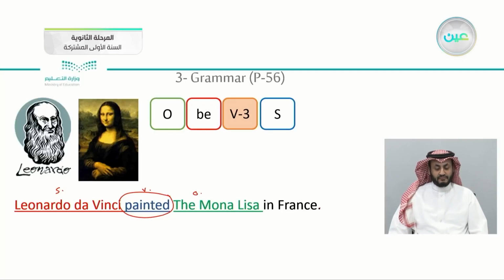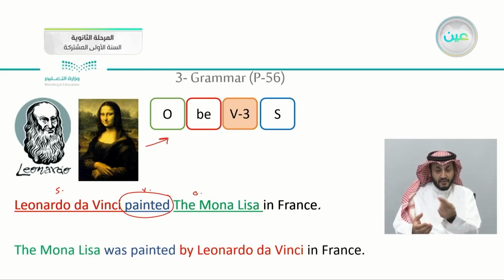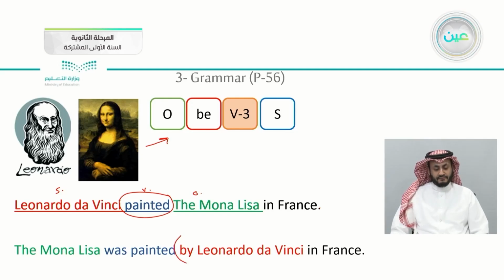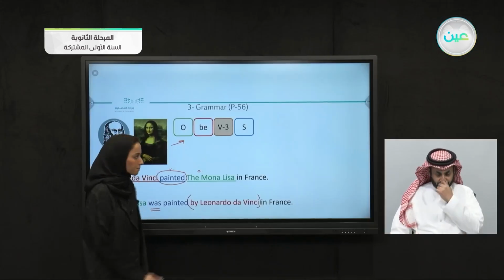So I will start with the object. You will follow this: object, verb to be, verb number 3, then the subject. We will say, the Mona Lisa was painted by Leonardo da Vinci in France. And you can take this "by" away. Notice the was in here. We have used was because it is painted in the past.